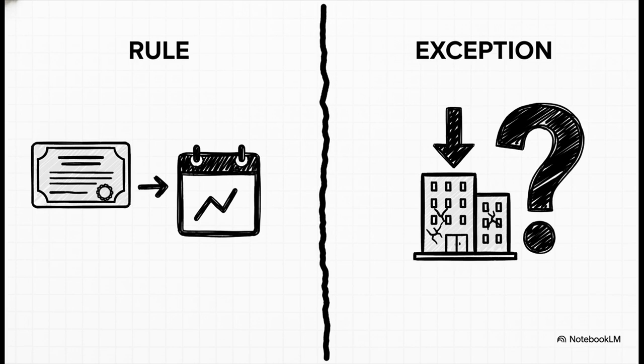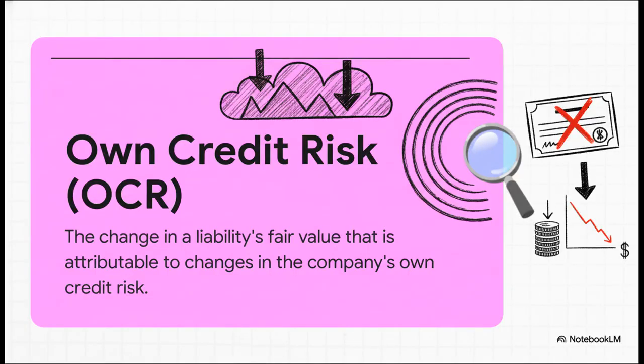So, for most of what a company owes, the rule is easy. They're measured at amortized cost. But a strange situation comes up for liabilities that are measured at fair value. What happens if the market suddenly thinks the company itself has become a lot riskier? What does that do to the value of its debt? This brings us to this really counterintuitive idea called own credit risk.